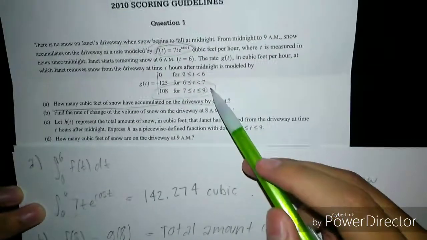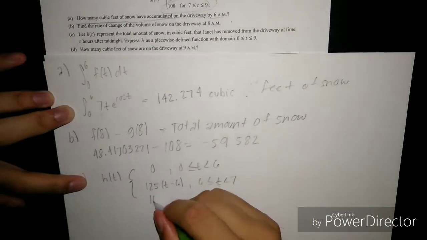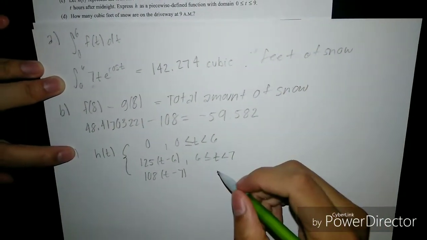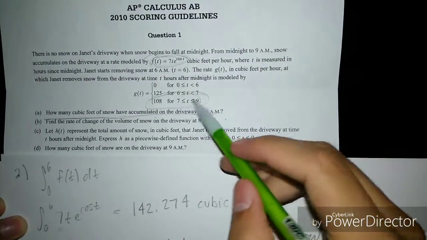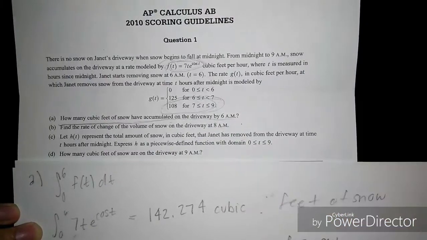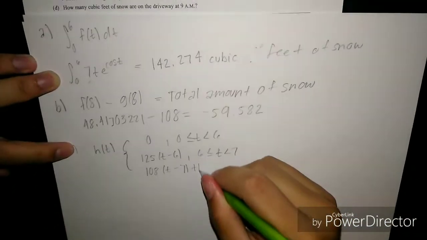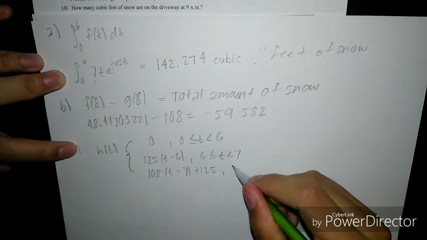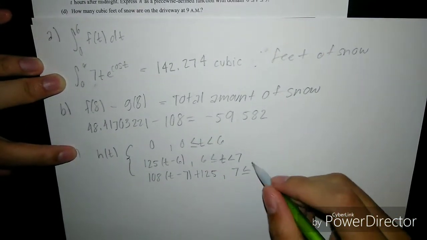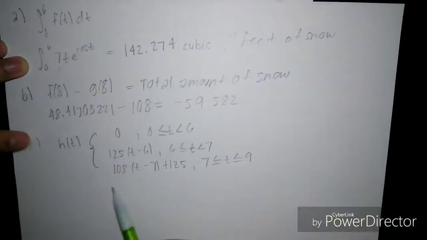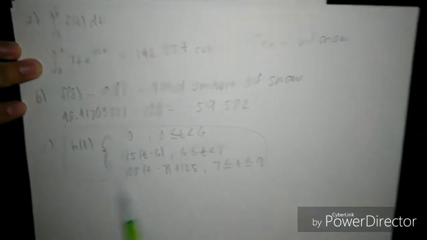Now, for the final hours from 7 to 9, once again, we have to account for the time. In this case, it's going to be different because we have to add the 125 from the previous function, because that's the amount of snow that was also being removed. So we have to add the 125 in total to 108 times t minus 7. So this is going to be our answer for part C.